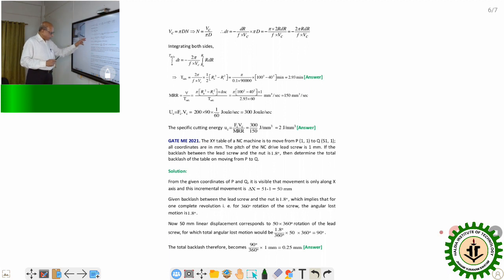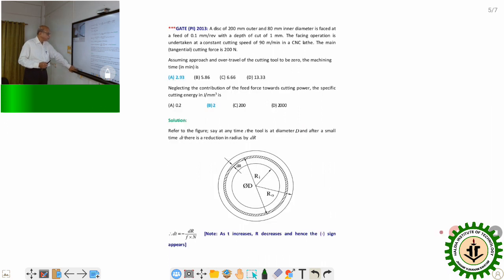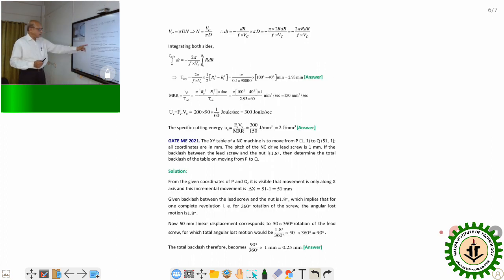So the total energy required is force into the velocity. So cutting force is given 200 Newton and Vc is also given, 90 meter per minute. So 200 into 90 into 1 by 60, because 90 is expressed in meter per minute. So eventually we have converted it to the joule per second, which yields 300 joule per second.